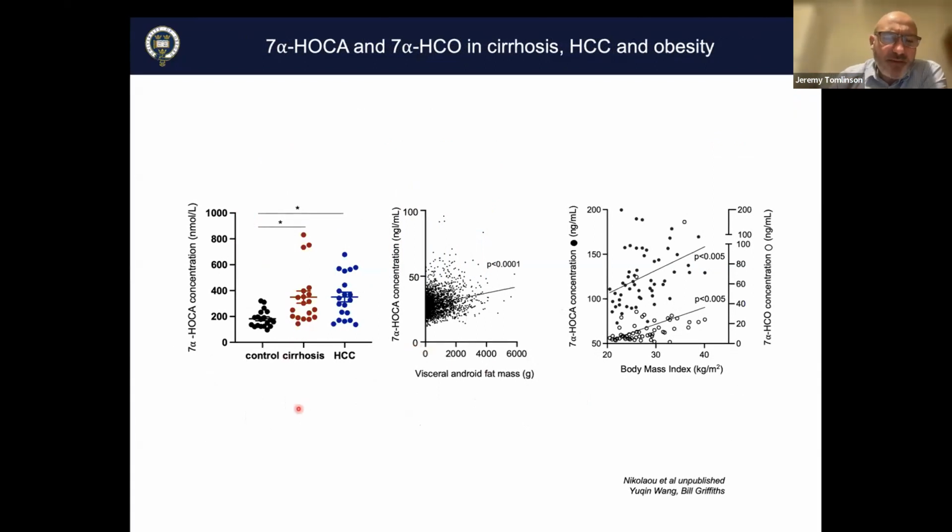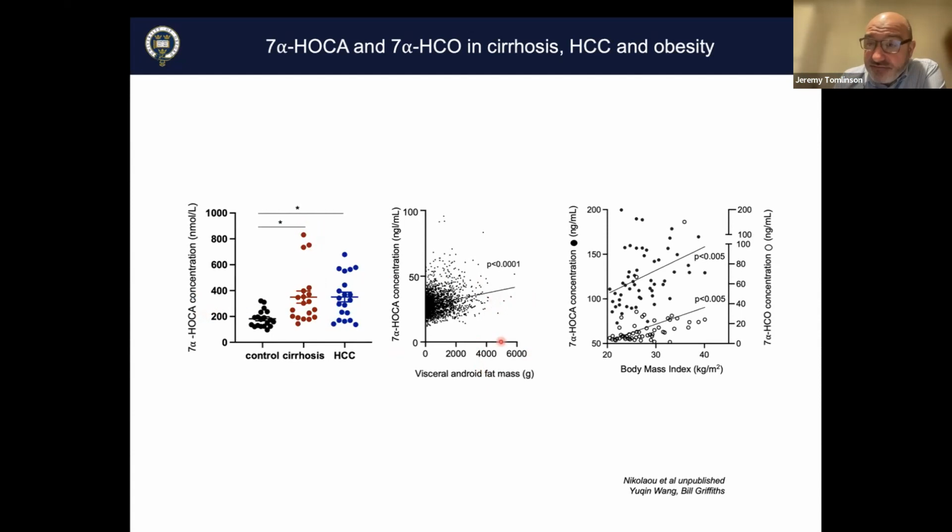And again, we can then begin to say, well, can we translate this to the clinical setting more broadly? So we've got a cohort of patients in Oxford who have very advanced liver disease, cirrhosis, but also have cirrhosis and hepatocellular cancer. So hepatocellular cancer in the vast majority of cases arises on the background of cirrhosis. And so it's important that you match those controls correctly. Comparing HCC against a person with normal liver is not necessarily an appropriate control. But what you can see here is that in patients with cirrhosis and in patients with HCC and cirrhosis, 7-HOCA levels are significantly elevated. In fact, they're about twice what you might expect.